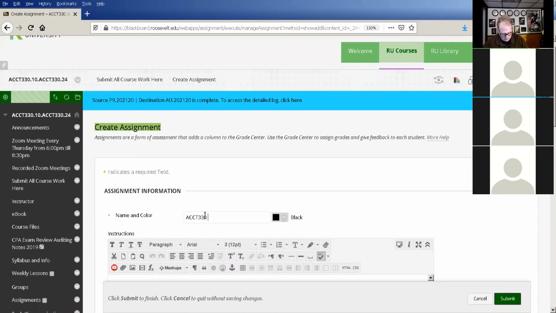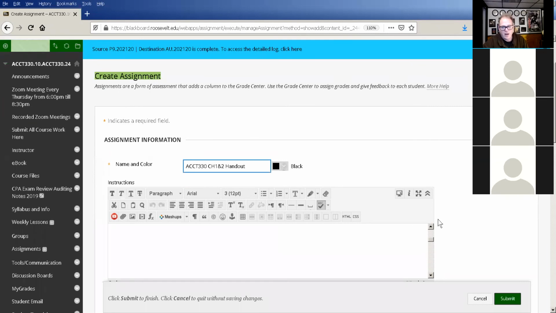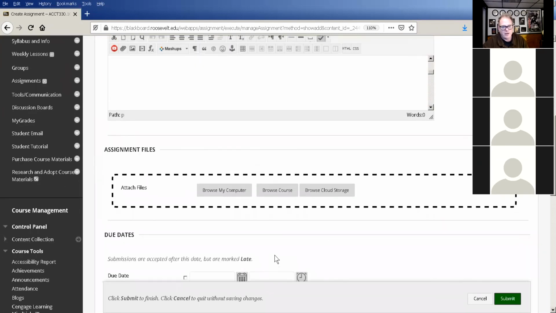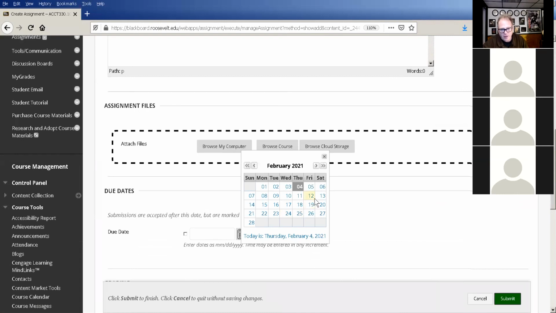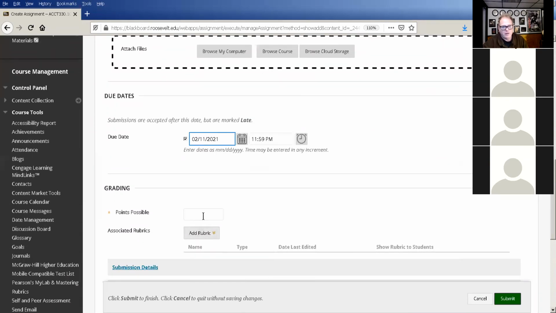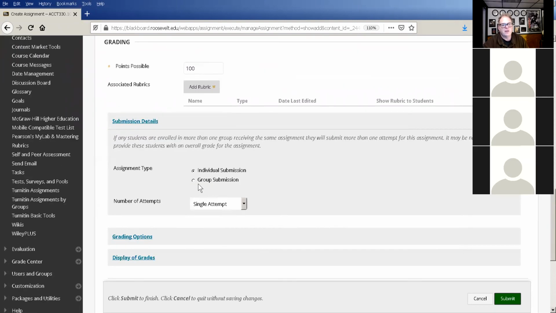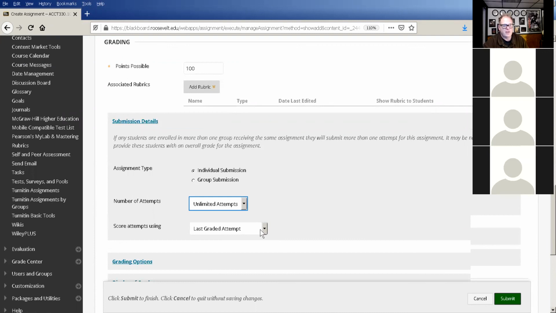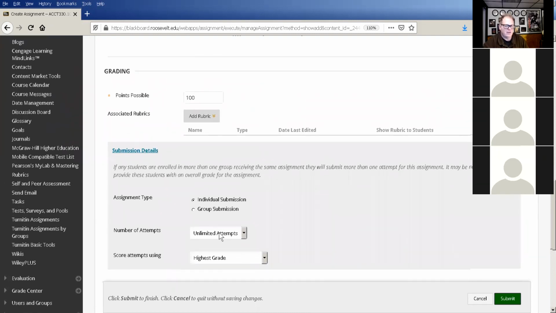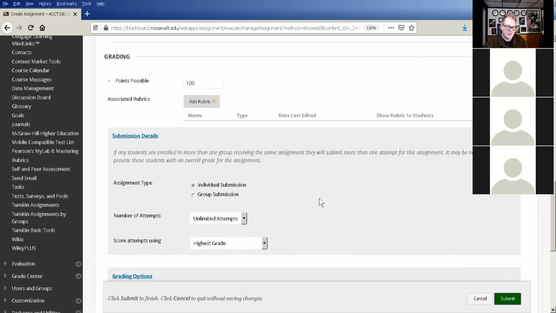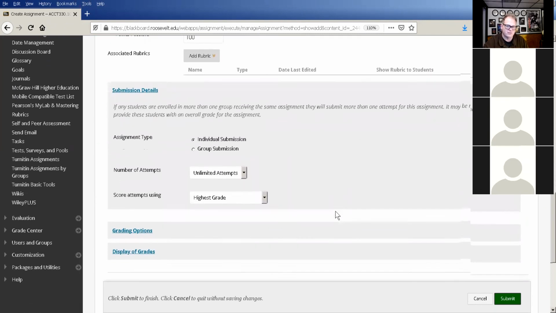330, chapter 1 and 2 handout. I come down here and put in the due date, a week from today, the 11th. Points are always 100. Submission details: unlimited attempts. You can put in as many times as you want, and the highest grade is taken. If you scan it and put it in one file, that's fine. You can also just load 10 pictures if you want, that's fine too.